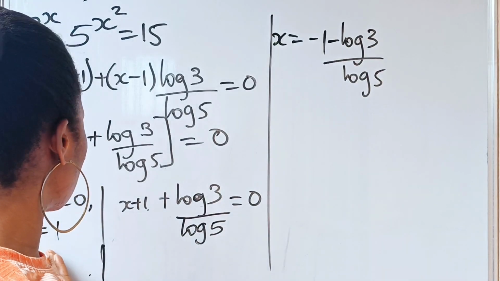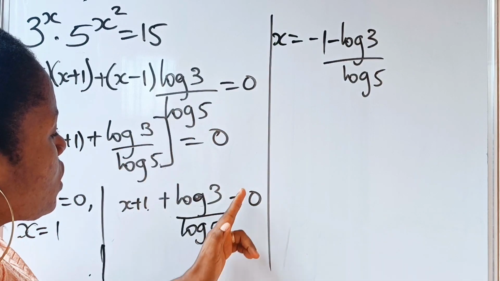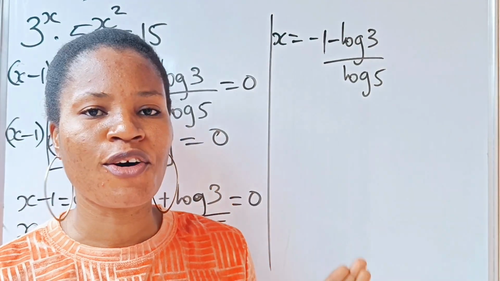The first value is that x is equal to 1, while the second value is that x is equal to minus 1 minus log 3 divided by log 5.